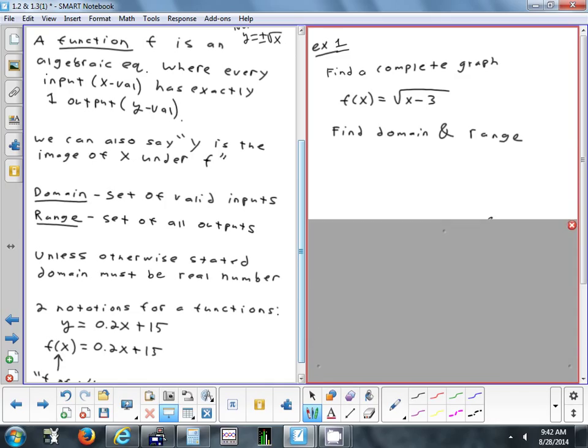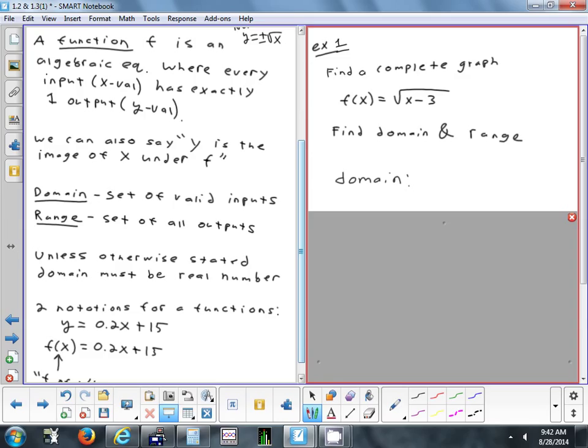Okay, we already found a complete graph for a square root function before, so I'm not going to go through that again. But I do want to at least try to figure out what the domain and range would be. What's my restriction on x here? You have to think about square roots. Think about what you're not allowed to do, and tell me which values of x would make it so that would never happen. Yep, greater than or equal to 3.